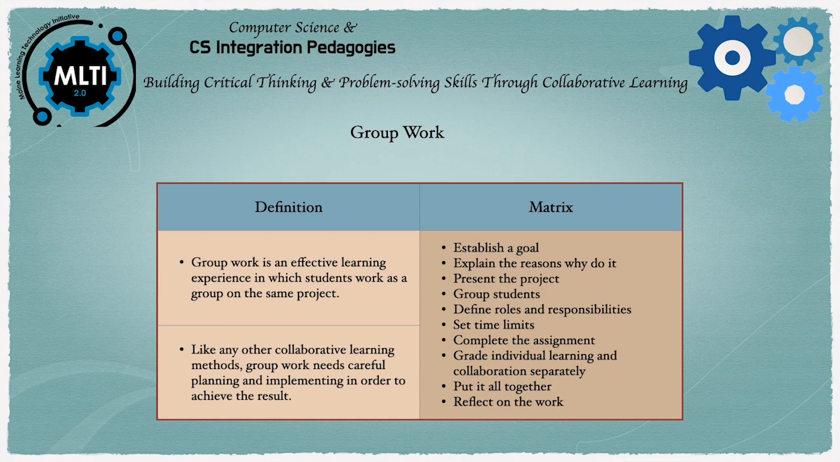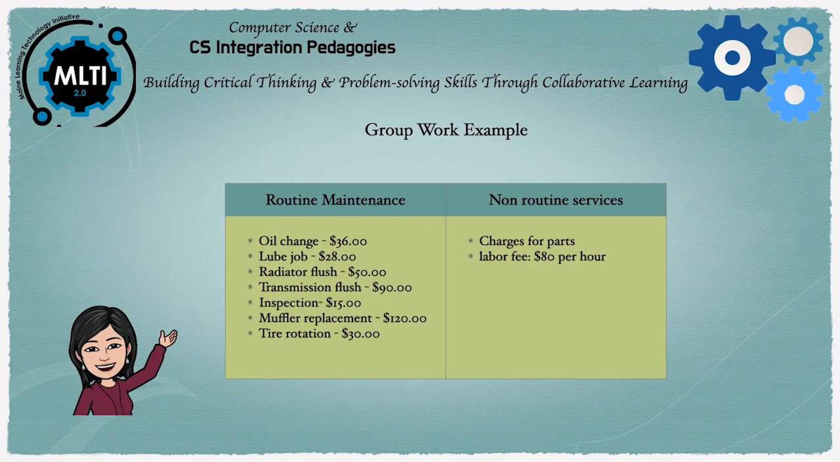To create an activity, the first thing a teacher does is to establish a goal for working in groups. Explain why students need to do it. The teacher needs to design an authentic activity to motivate students and encourage them to apply their knowledge. Present the project to the students. Then group the students. The teacher can assign each student a position, or students can apply for a job they like. In cooperative learning, students help one another to be successful by working together in a team.